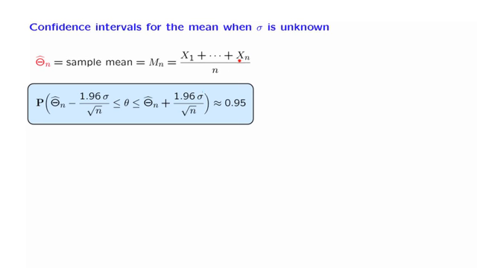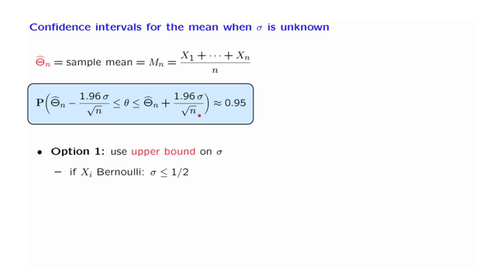Then we have a few options. One option is to use an upper bound on sigma. So we will be using a value that's larger than or equal to sigma, and this is going to make our interval somewhat larger. So this is a conservative choice, but it is definitely an option. For example, if we're dealing with Bernoulli random variables, we know that the standard deviation is less than or equal to 1/2, so we can just plug in the value of 1/2 at this point.